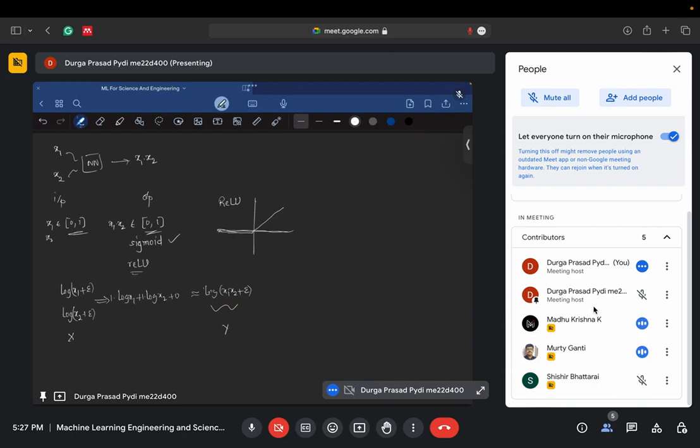So we are using logs. What is the range of these log values? x1, x2 belong to 0 to 1. And that too you are adding something. So the minimum could be 0 to infinity, the epsilon, whatever you are adding.